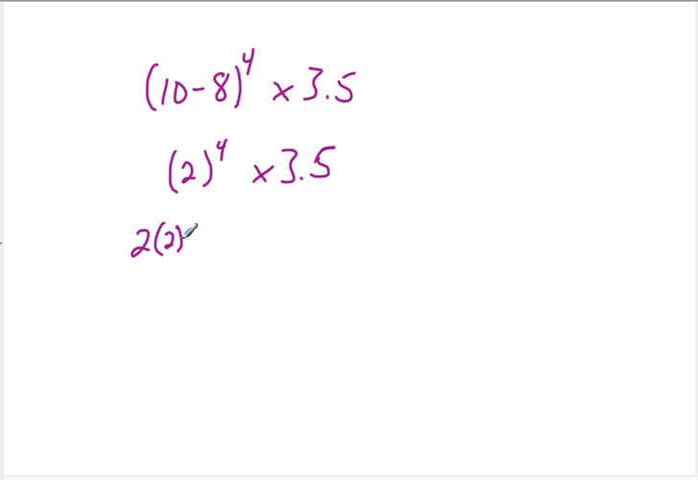We could actually write it out if we want. Some people, since it's just multiplying by 2, would like to do that in their head. So 2 times 2 is 4, times 2 is 8, times 2 is 16, times 3.5. You could try that in your head if you wanted. 16 times 3 is 48. Half of 16 is 8, so 56 should be the answer.